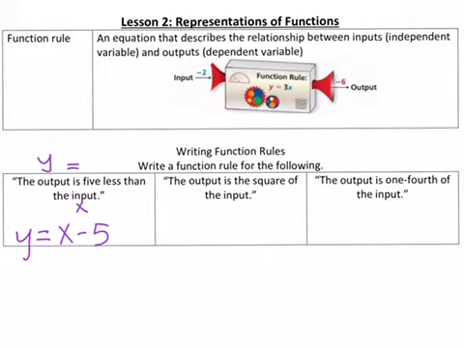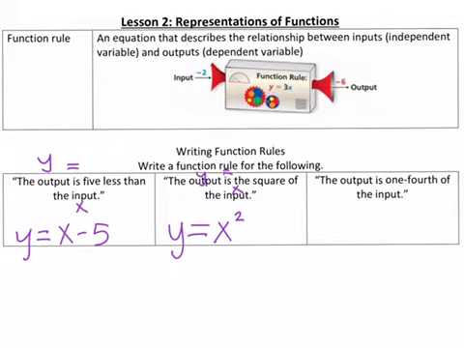So let's go to the next one. The output is the square of the input. So the output, y, is equal to the square of the input x. So our answer is the output y is equal to the square of our input, which is x.